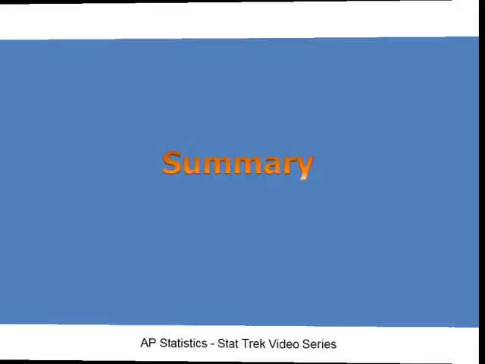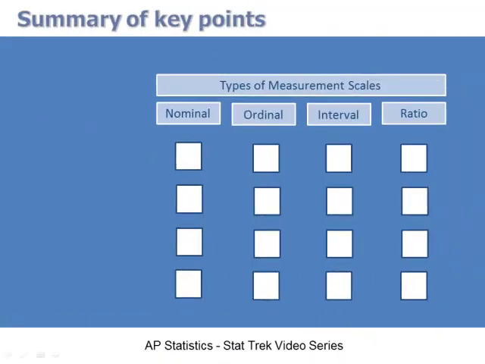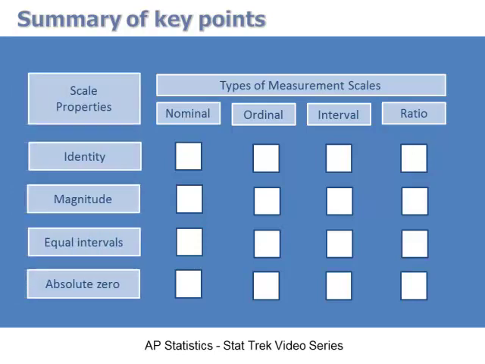Let's review. So here is a quick overview of measurement scales. There are 4 types of scales, each of which allows a different level of precision. Precision is determined by the properties satisfied by the measurement scale. Nominal scales allow the least precision. They use verbal labels, not numbers, to categorize objects, and they only satisfy the identity property of measurement.